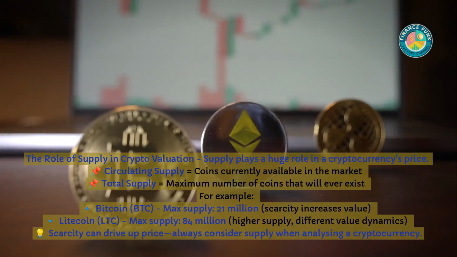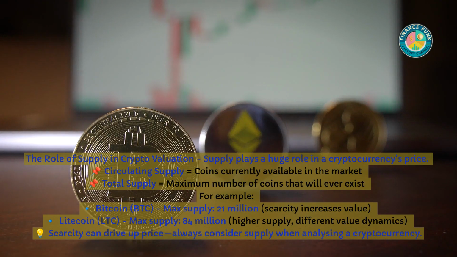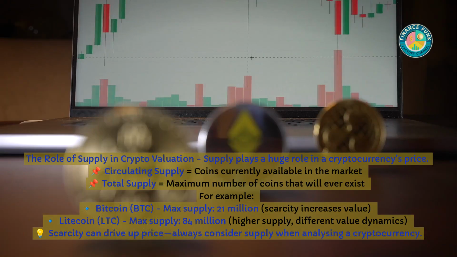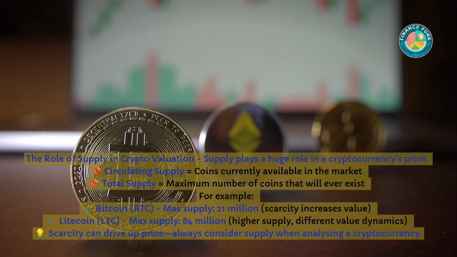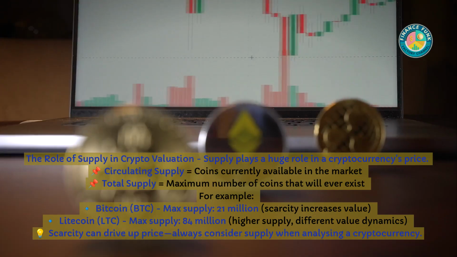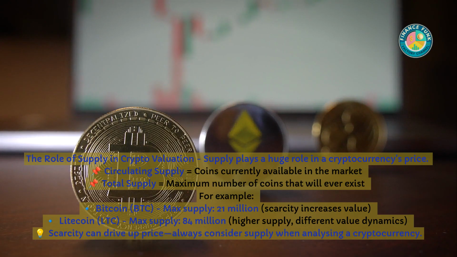The role of supply in crypto valuation. Supply plays a huge role in a cryptocurrency's price. Circulating supply = coins currently available in the market. Total supply = maximum number of coins that will ever exist. For example, Bitcoin, BTC: max supply, 21 million. Scarcity increases value. Litecoin, LTC: max supply, 84 million. Higher supply, different value dynamics. Scarcity can drive up price. Always consider supply when analyzing a cryptocurrency.